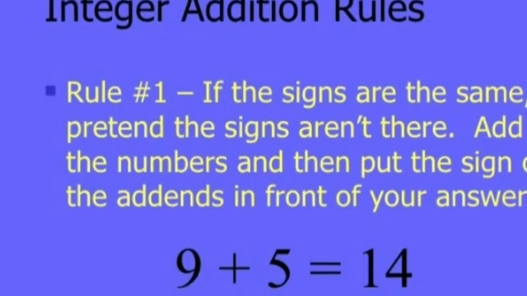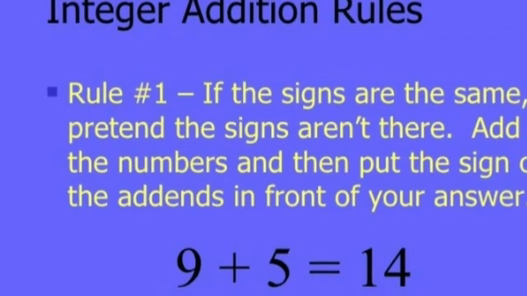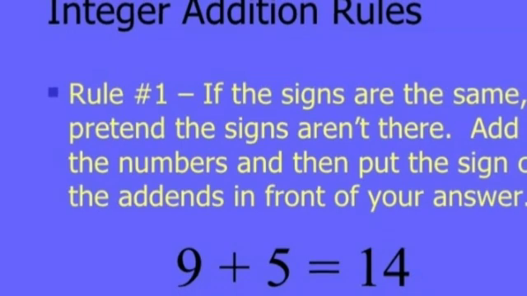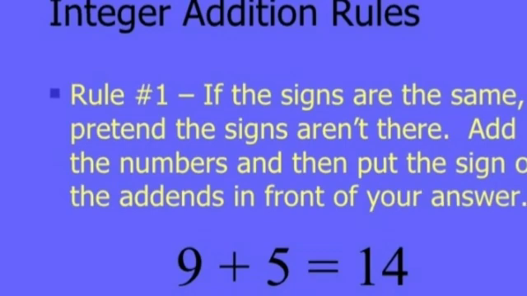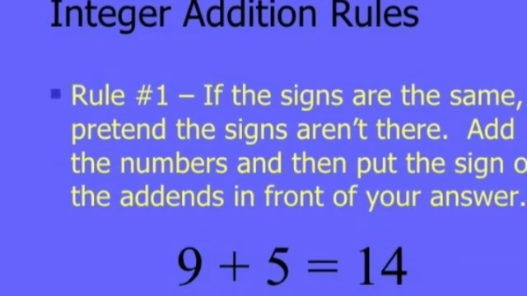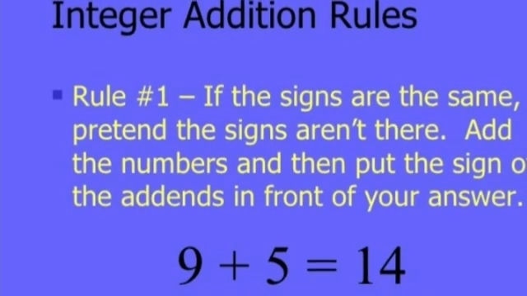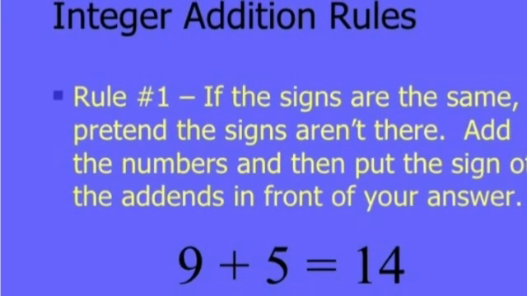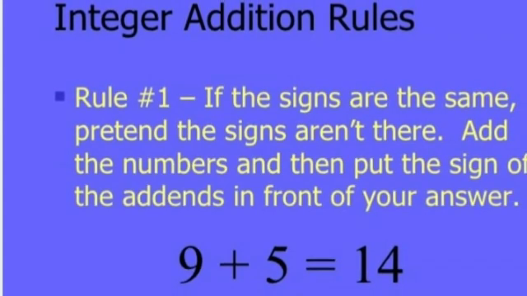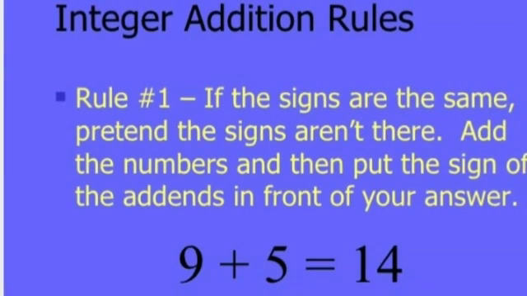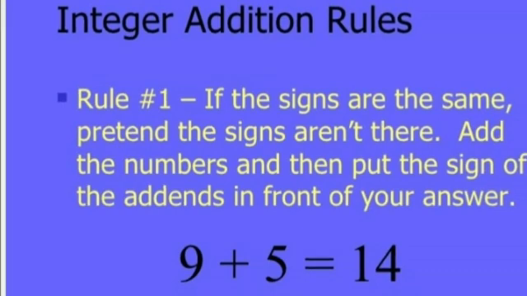See here, don't blindly add these two negative numbers. Just understand the sentence. What I said: add the numbers and then put the sign of the addends in front of your answer. First don't consider the negative value of 9, don't consider the negative value of 5. Just add 9 plus 5 first, how much? 14. Both have what sign here? The common sign, that is negative. Put that negative in front of the answer. That is what it is trying to say.